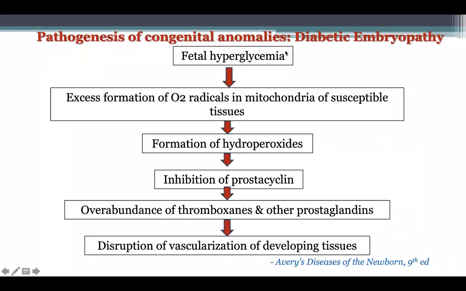In diabetic embryopathy, there will be fetal hyperglycemia, so there will be more metabolism in the fetus. There will be formation of free radicals in mitochondria in susceptible tissues, and free radicals and hydrogen peroxides will be formed. This will inhibit prostacyclin, and there will be more thromboxanes and other prostaglandins in the neonate, and there will be disruption of vascularization to the developing tissues. So some tissues will not develop, or there will be sacral agenesis, only because of the disruption of vascularization. This is the pathophysiology of diabetic embryopathy.